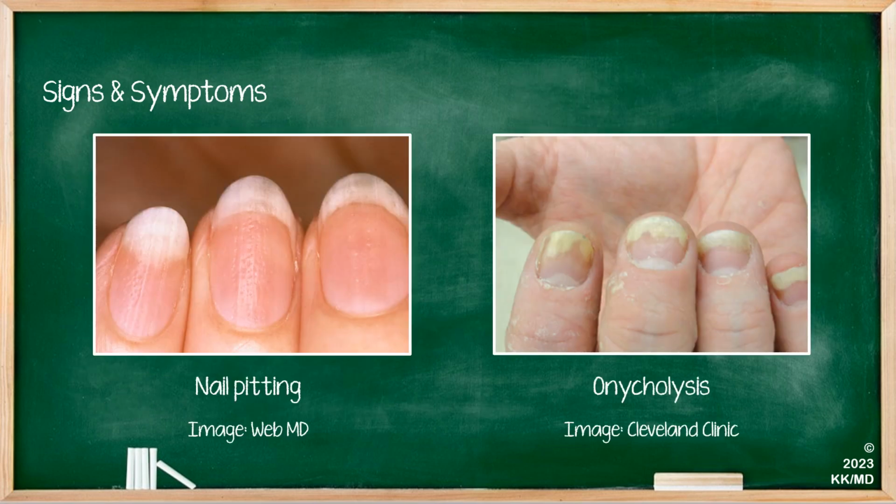So these are two of the most commonly associated nail changes with psoriatic arthritis, as you can see. On the left hand side of the screen you have nail pitting, where if you pay close attention you see very tiny indentations on this patient's nails, and on the right hand side you have onycholysis, which is the whitening at the nail tips that is quite nicely demonstrated in the picture.